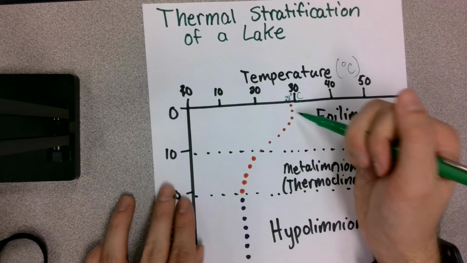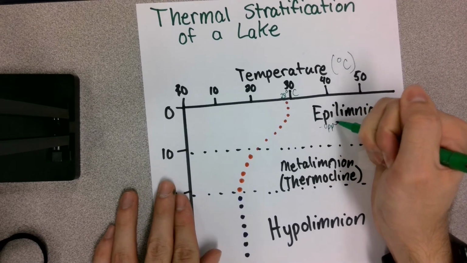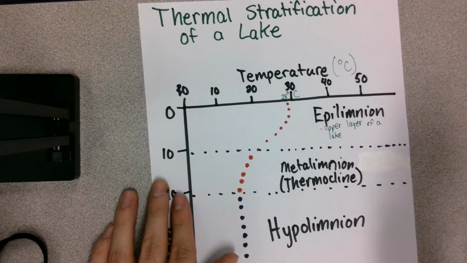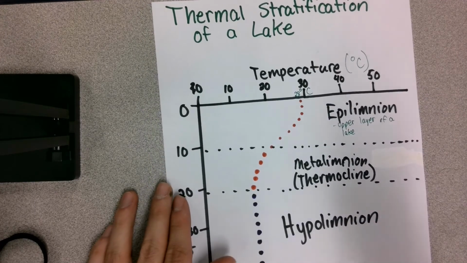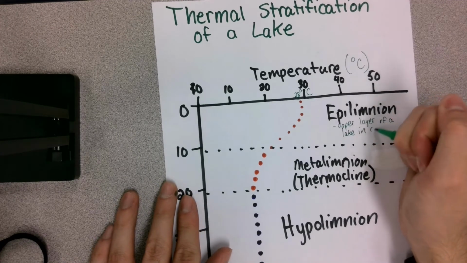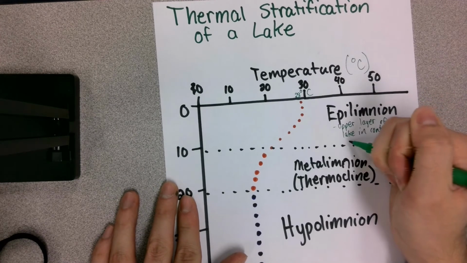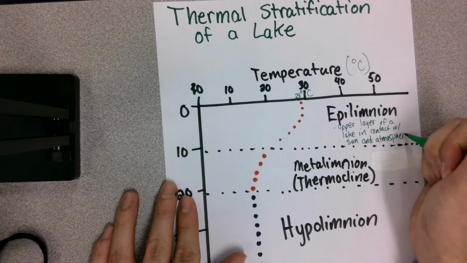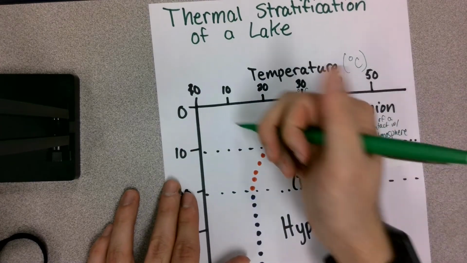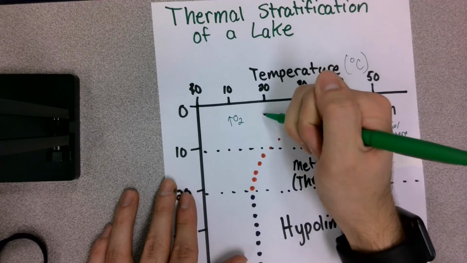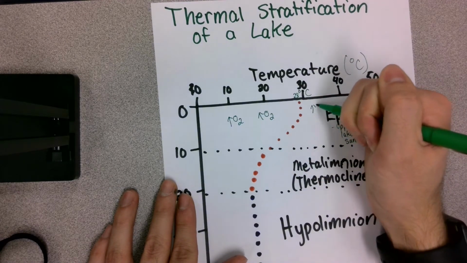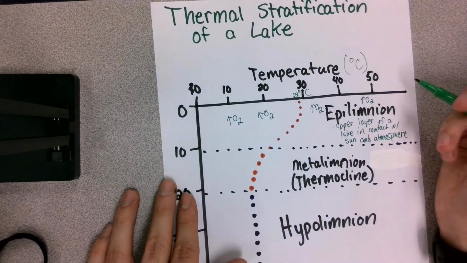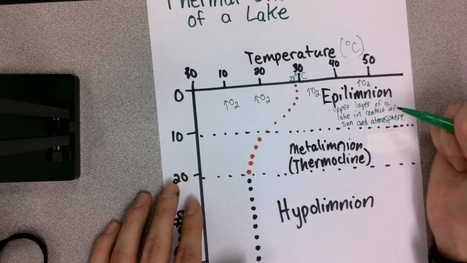So the epilimnion is this upper layer. Upper layer of a lake, it can really be any standing body of water, in contact with sun and atmosphere. And since it's in contact with the sun, it's going to heat up and the temperature is going to be higher. It also has high amounts of O2 because we're going to have photosynthetic organisms, and it's also going to create waves, and that's going to dissolve oxygen into the lake water.